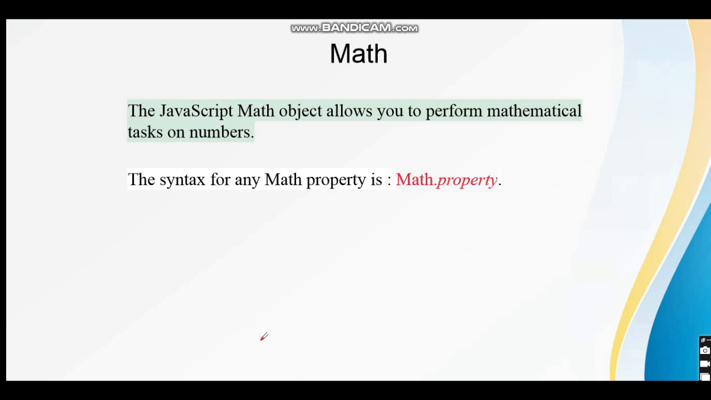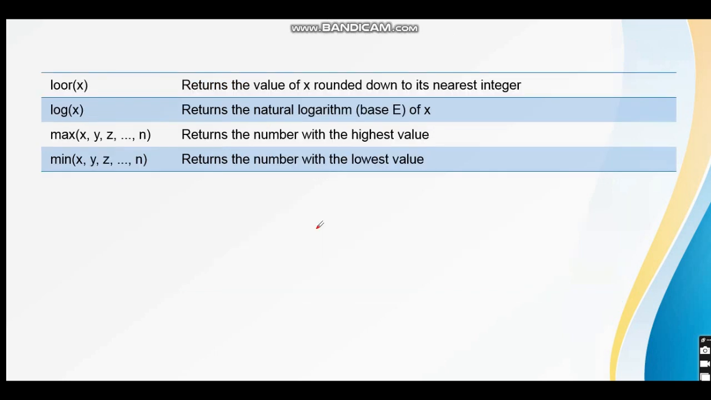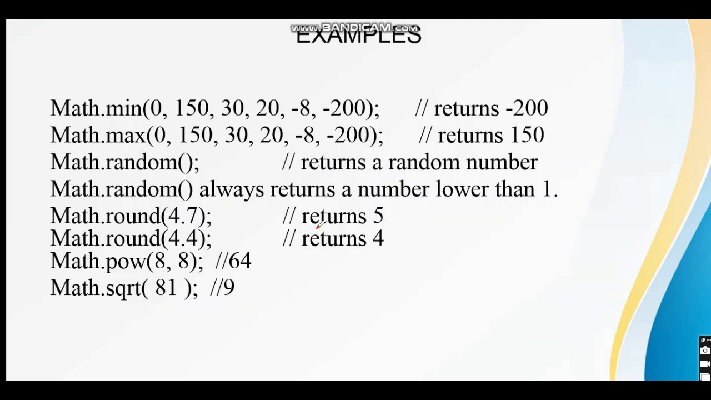Next is the math function. The JavaScript math object allows you to perform mathematical tasks on numbers. So all the mathematical operations are performed with the help of this math object. The syntax for any math property is what? You're going to write math.property. Clear? Next, these are the methods of the math object and these are the descriptions.